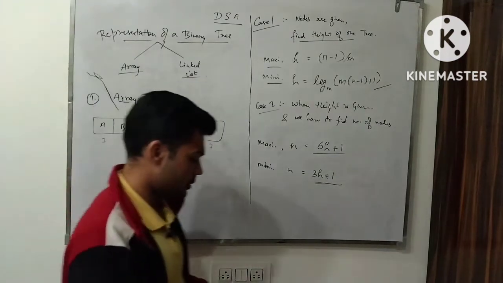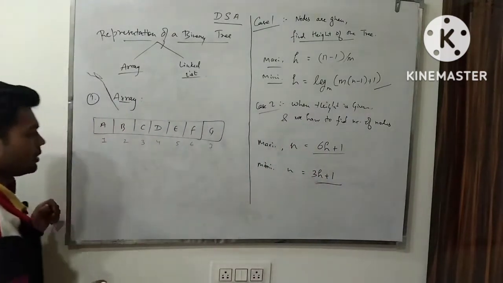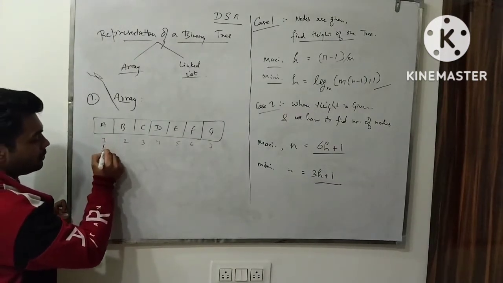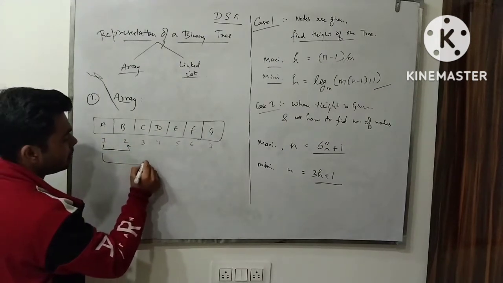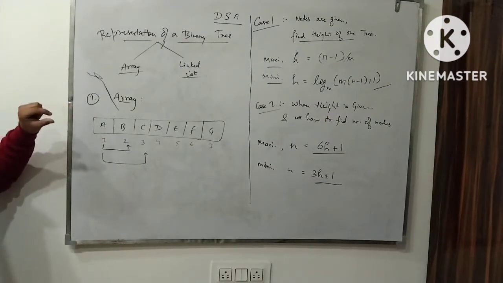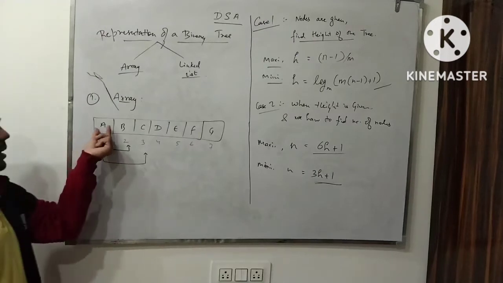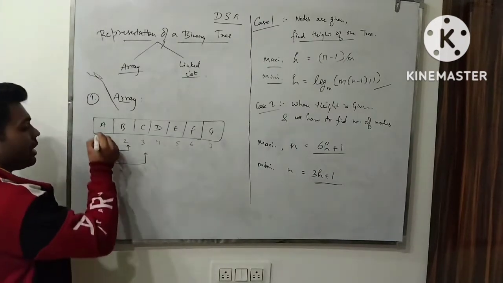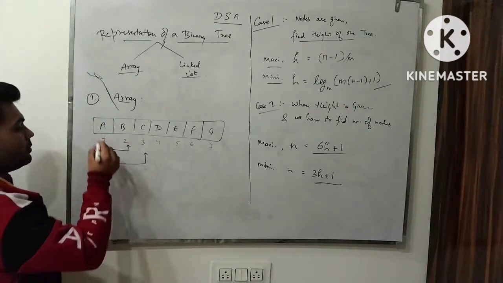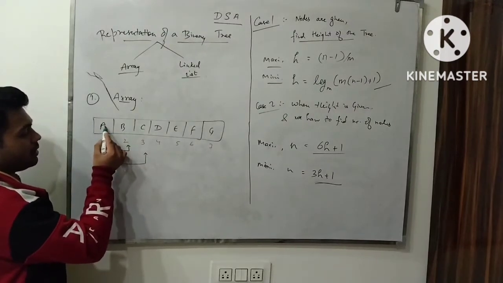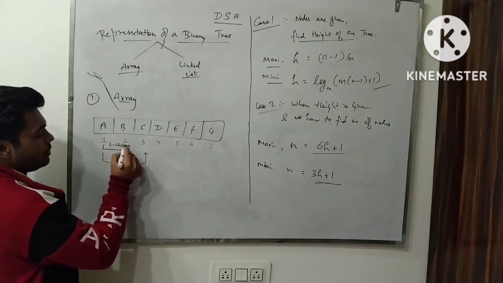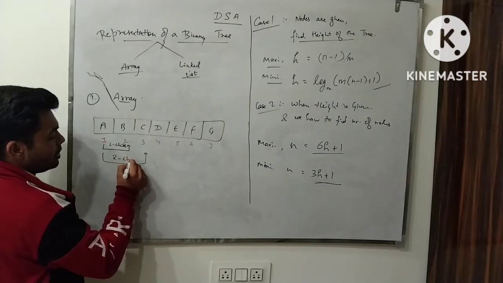Here is my array. If I draw a particular table for this, first of all I would like to tell you about the left child and the right child. If I ask you to tell me the left and the right child of the array element A, what will you tell? The left child of this element A is B and the right child of this element A is C.